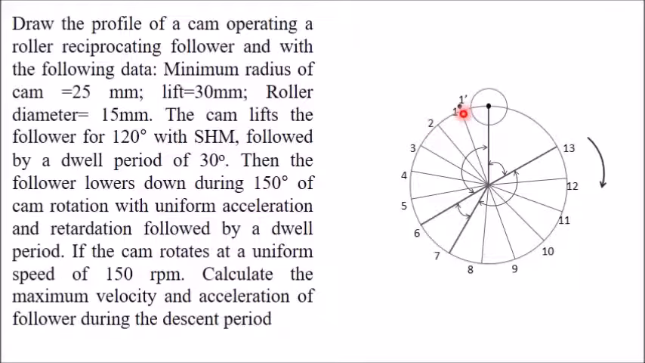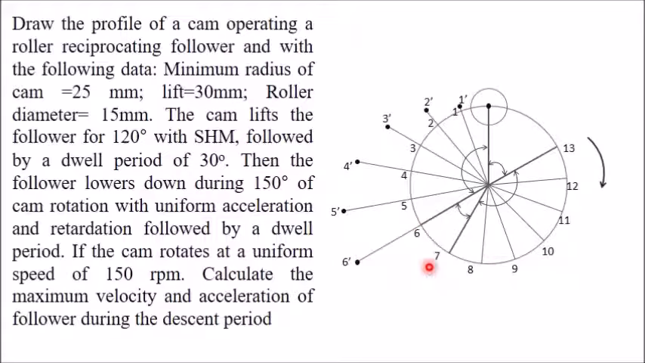In the displacement diagram you will get a distance 1 to 1 dash. Take that distance and mark it here, from here to here. This small distance is 1 to 1 dash. Similarly, you can obtain 2 to 2 dash. From this point to this point is 2 to 2 dash. This is the same as obtained from the displacement diagram. From 3 to 3 dash, 4 to 4 dash, in that way you just mark. So all these, 5 5 dash, 4 4 dash, etc., will be obtained from the same displacement diagram. So this is for the ascent part.